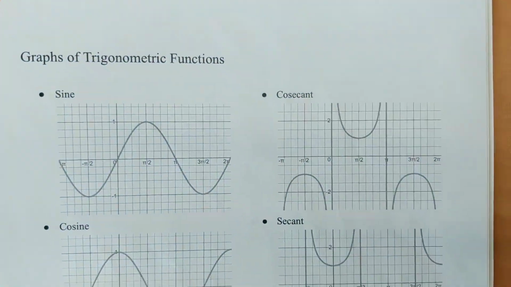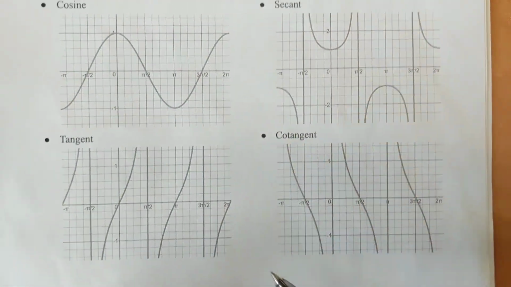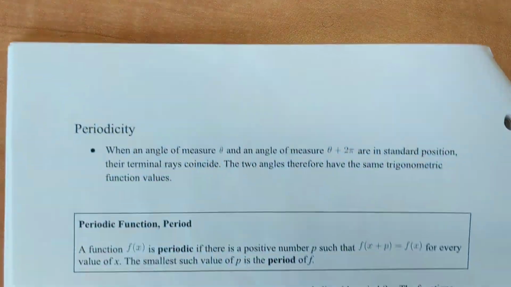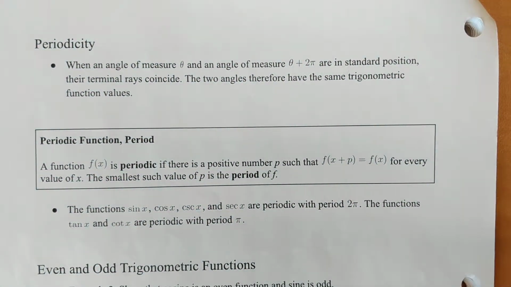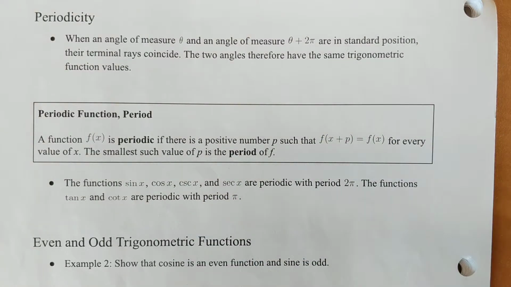Here are just pictures of the 6 trig functions. So there's sine, cosine, and tangent, and then their reciprocals, the cosecant, the secant, and the cotangent. When you're talking about trig functions, you can talk about periodicity. That just means that the values repeat with a given period. For sine and cosine, the period is 2 pi. It's right down here actually. Tangent and cotangent have a period of pi.